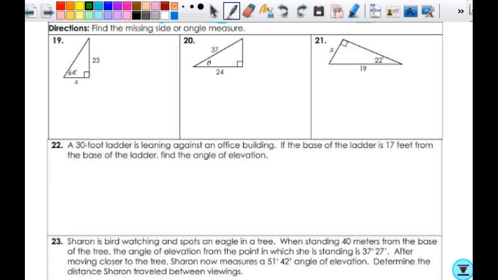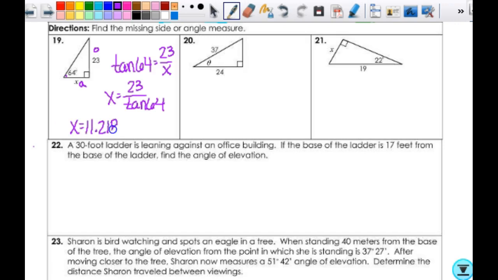Okay, number 19. This is just right triangle trig. Don't go doing anything weird here. This is my angle, so this is opposite. This is adjacent, which means this is tangent. So the tangent of 64 is equal to the opposite, which is 23, over the adjacent, which is x. Variables in the denominator, so they switch places. X is equal to 23 over the tangent of 64. I type that in my calculator, and I get that x is equal to 11.218. There are no units, so that's my answer.